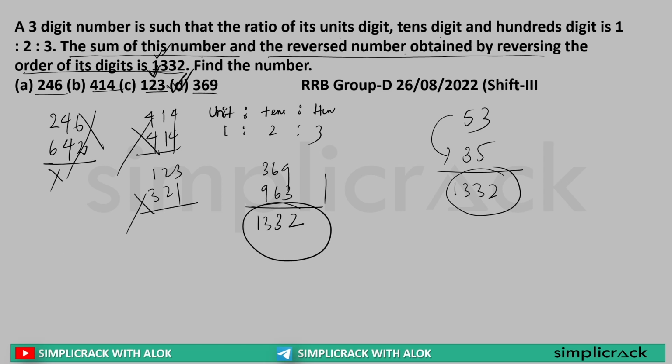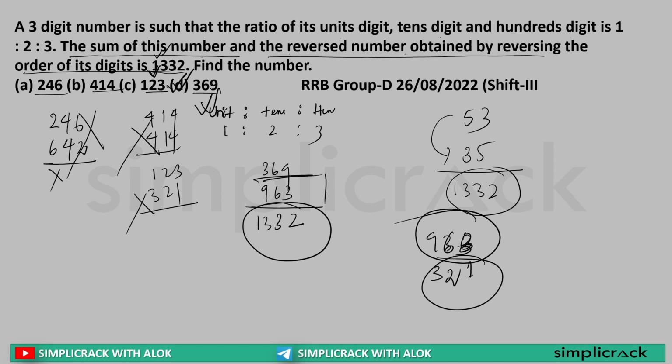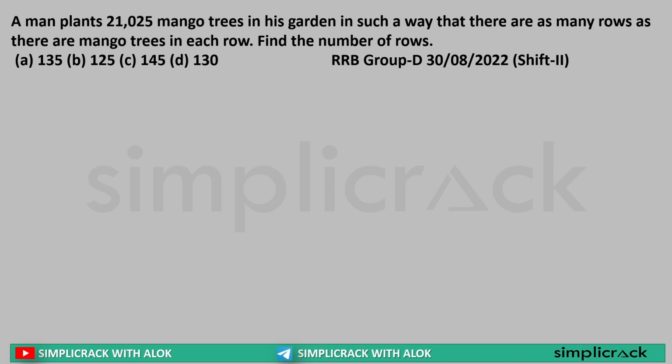Now what is this number? This is the reverse number. The actual number is 963, because unit digit 1, tens digit 2 and hundreds digit 3. This is the condition. So this is the original number and this is the reversed number. Here it has asked about the reversed number. Clear?